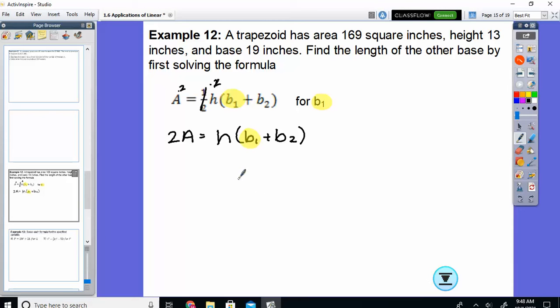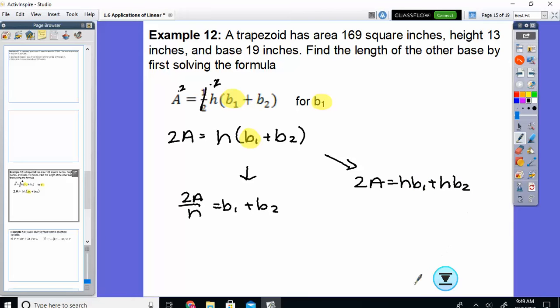All right, we have two options. I heard of divide and I heard of distribute, and both ways are correct. So your answer may look slightly different depending on what you do. If you divide it over, you end up with 2a over h equals b sub 1 plus b sub 2. If your thought was to distribute, you get here. So you don't have to write both of these on your paper, pick your path.